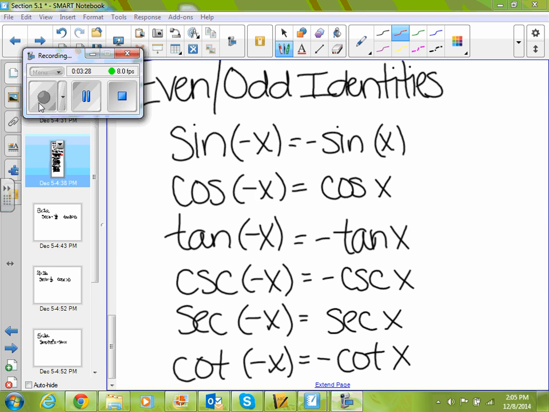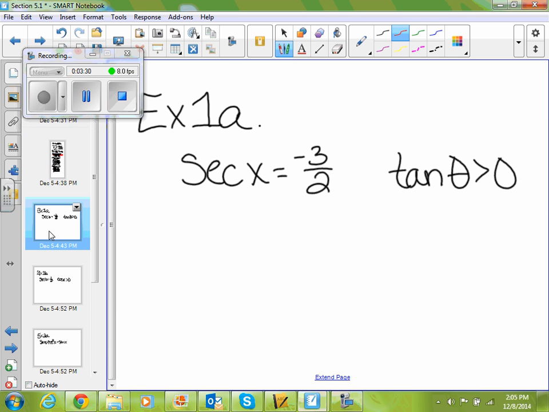Alright, so I know that's a lot. We're mostly going to use our reciprocal identities and our Pythagorean identities. But it's important that we know that the other ones exist. So for the most part, those are the only ones we use in this class. You'll use the other ones in calc.